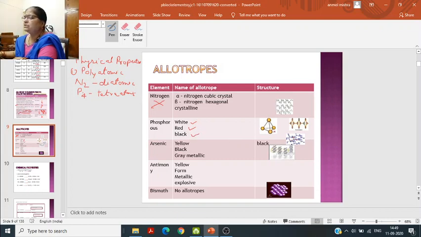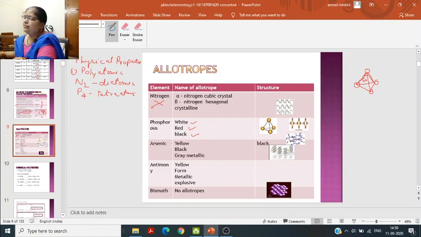Then they have the structures. White phosphorus has a tetrahedral structure and it is highly reactive, because the angle between the phosphorus atoms is 60 degrees. So it is highly strained and can be easily broken. Therefore white phosphorus is highly reactive.